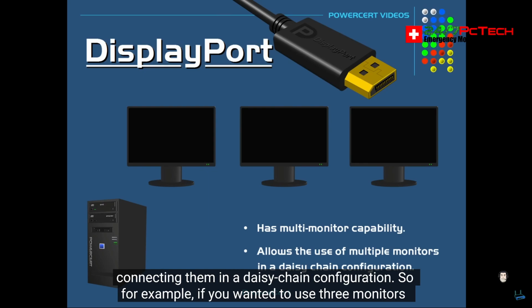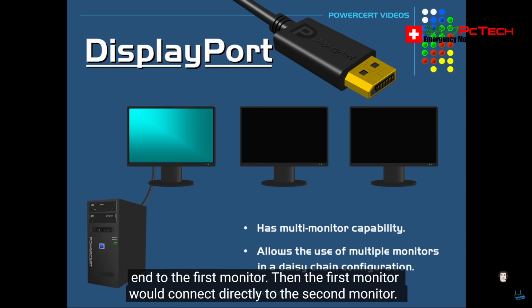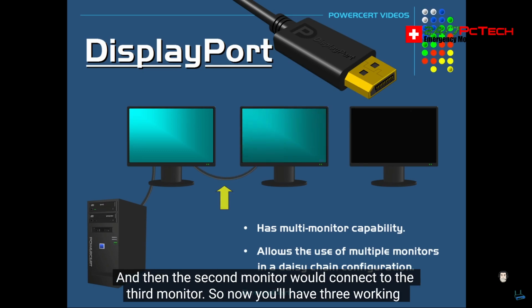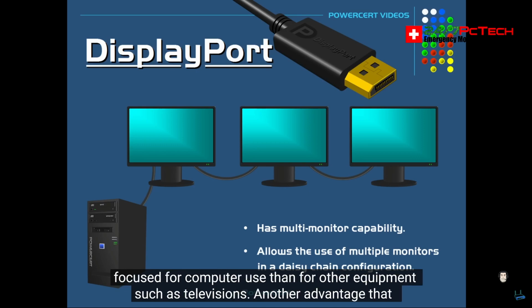So for example, if you wanted to use 3 monitors on your computer, you would connect a cable from the DisplayPort on your computer and the other end to the first monitor. Then the first monitor would connect directly to the second monitor, and then the second monitor would connect to the third monitor. So now you'll have 3 working monitors while using only one DisplayPort on your computer. And this is why the DisplayPort is more focused for computer use than for other equipment such as televisions.